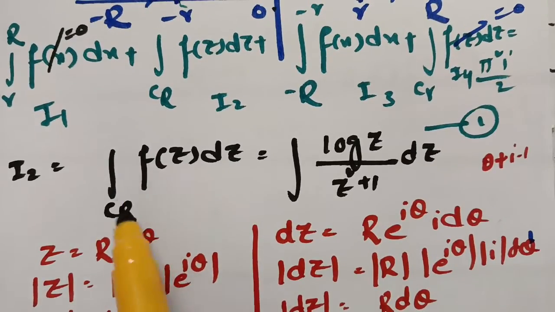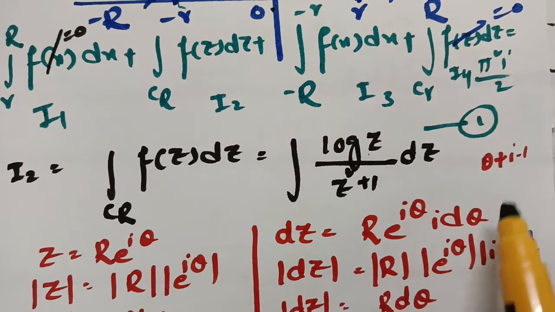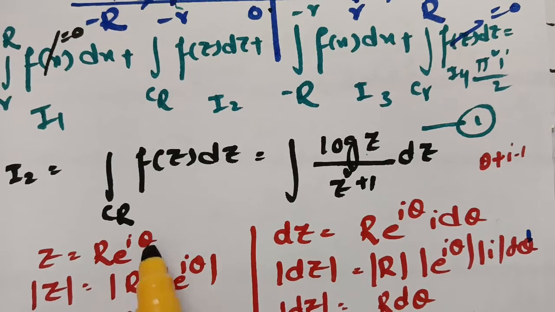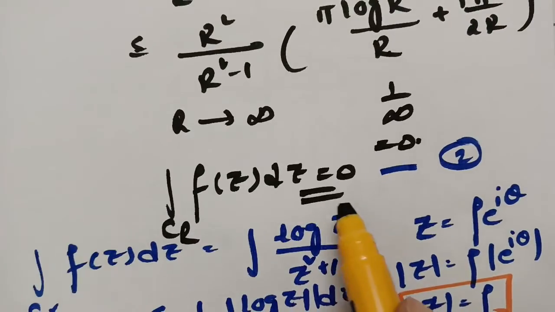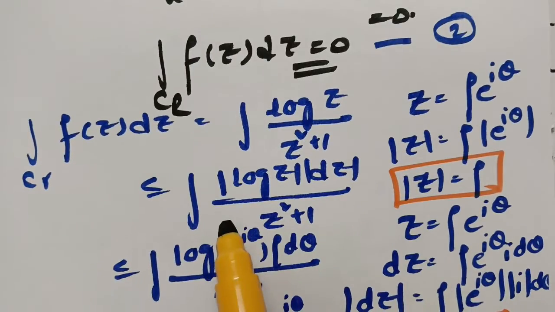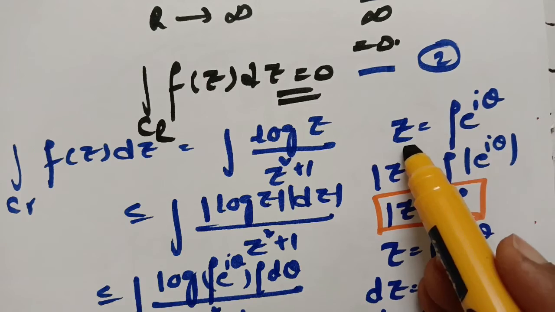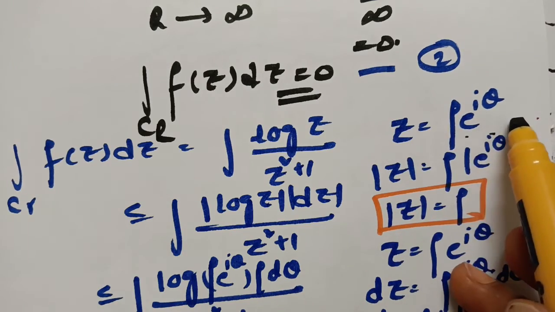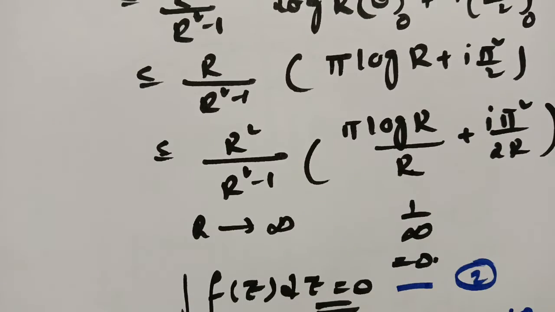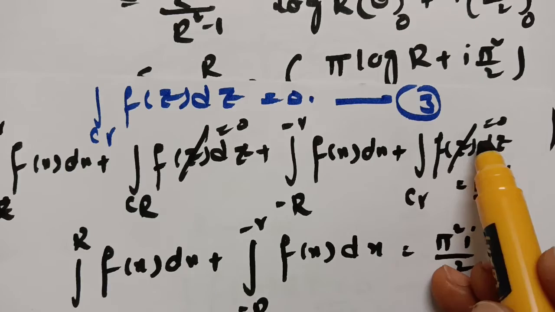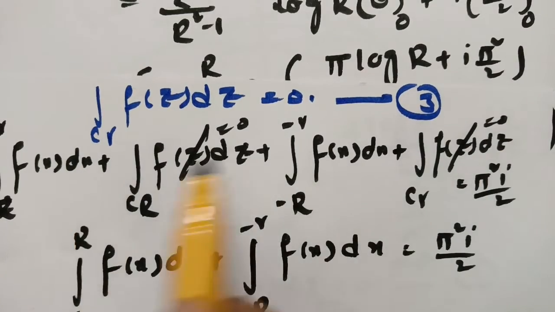For finding the first, on CR, z is r into e power i theta in place of z. As r tends to infinity, clearly the CR integral tends to 0. So the second integral value is 0, and the fourth integral value is also like this. If I take z equal to rho into e power i theta, clearly that value is also going to become 0. So after getting these two values as 0, the rest are this one.